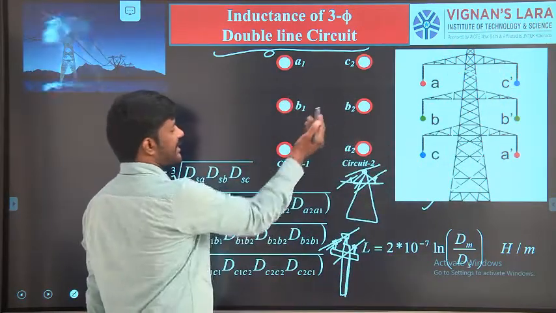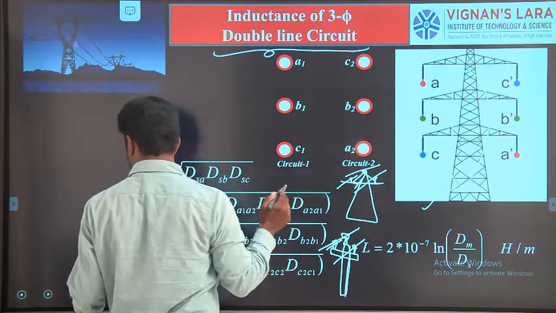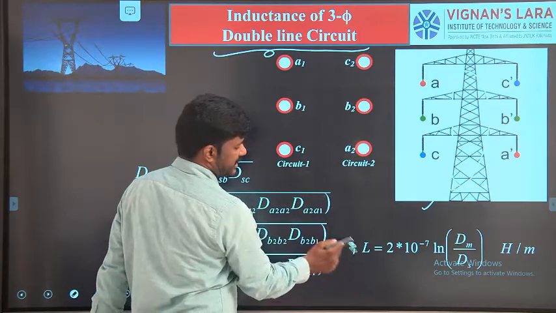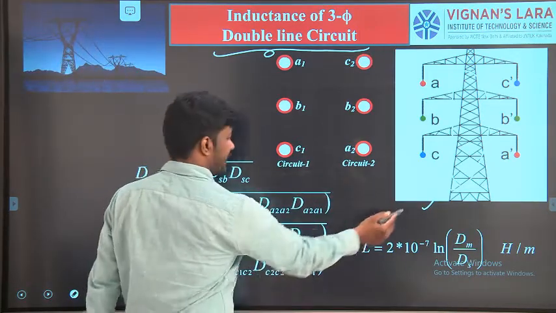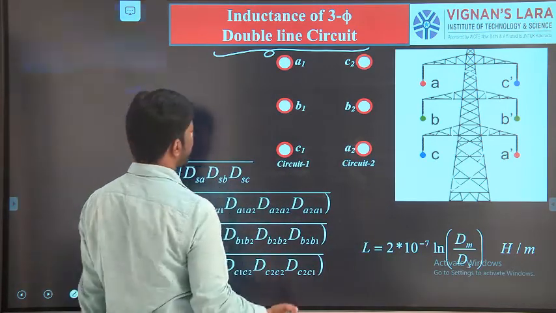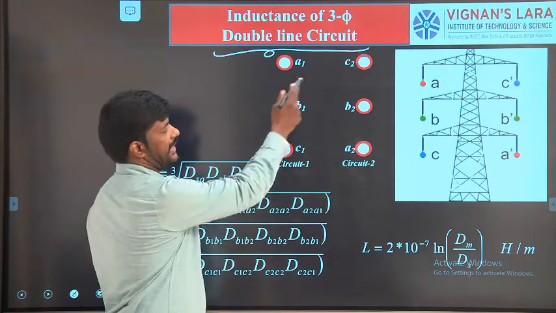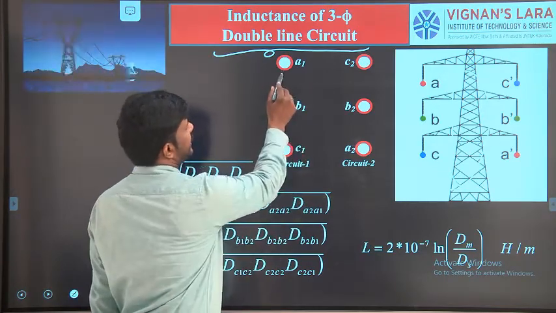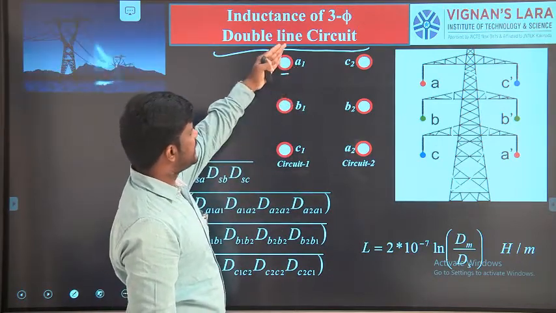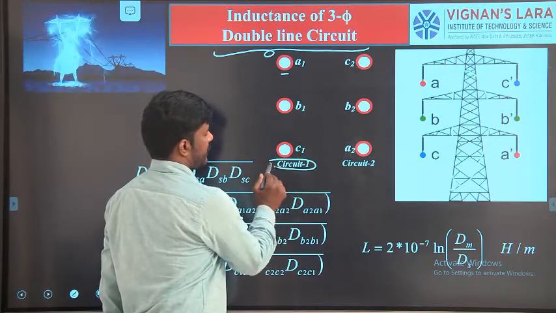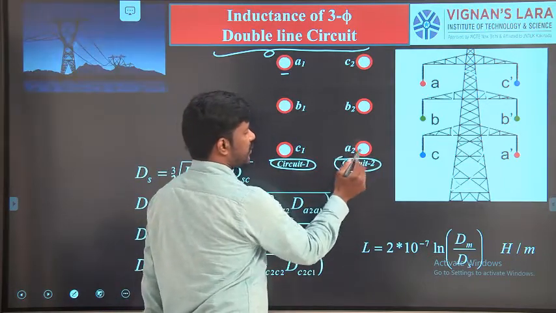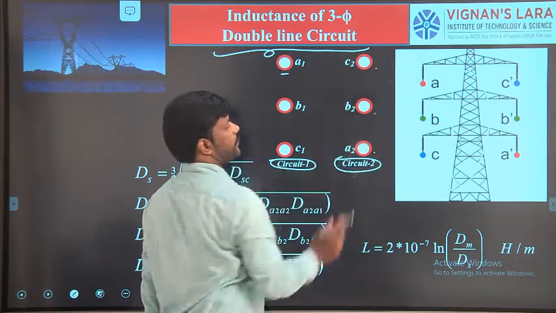So in our general representation, we can see the same three-phase double line circuit here with the general representation of the conductors as circles. Whenever we use the general representation of conductors with a circle, we concentrate on the conductors. Those are similar conductors I have shown here. See, this is circuit 1 with 3 conductors, A1, B1, C1. This is circuit 2 with 3 more conductors, A2, B2, C2.